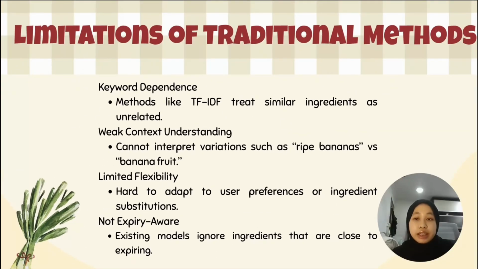I'll be talking about the limitations of traditional methods. Although earlier methods work, they have clear limitations. Keyword-based systems cannot recognize relationships like ripe bananas and banana fruit. They are not flexible and do not handle ingredient substitutions well. They also struggle with context, making recommendations less relevant. And most importantly, they do not incorporate expiry information, meaning they cannot prioritize ingredients that are close to spoiling. Because of these limitations, more advanced models are needed.